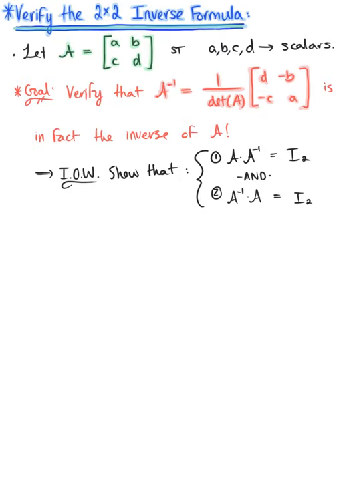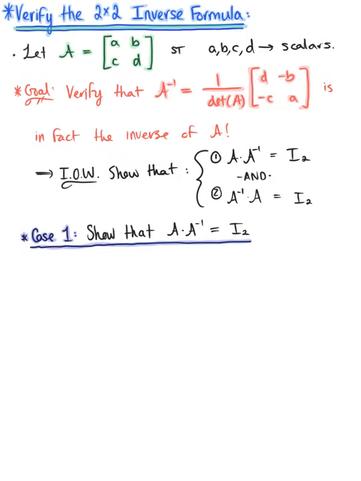So let's think about case 1. We want to show that this 2 by 2 matrix A multiplied by this inverse formula is going to produce the 2 by 2 identity matrix. Before we get started, we should make a note that this is all under the assumption that the determinant of matrix A is not equal to 0.